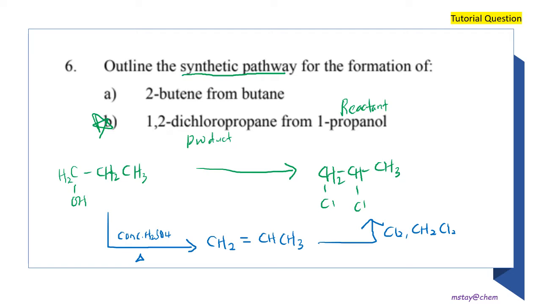Then the alkene undergoes electrophilic addition by reacting with chlorine in the presence of CH2Cl2. Recall that the first reaction type is elimination: alcohol eliminates water to form alkene. Then the alkene undergoes electrophilic addition with Cl2 in the presence of CH2Cl2 to give 1,2-dichloropropane.